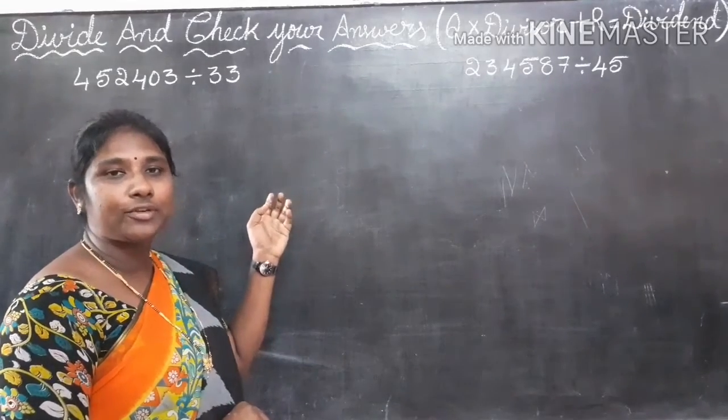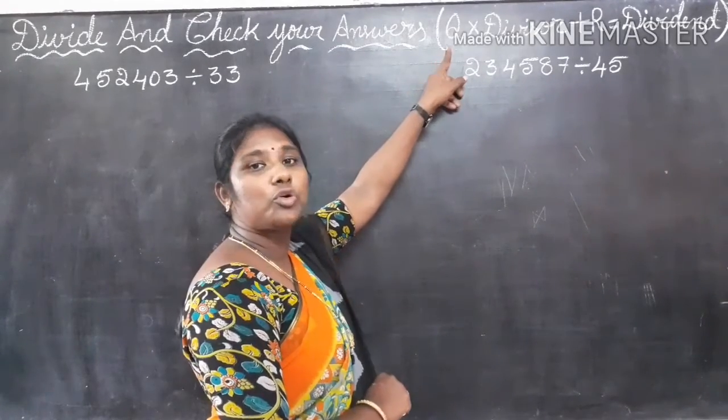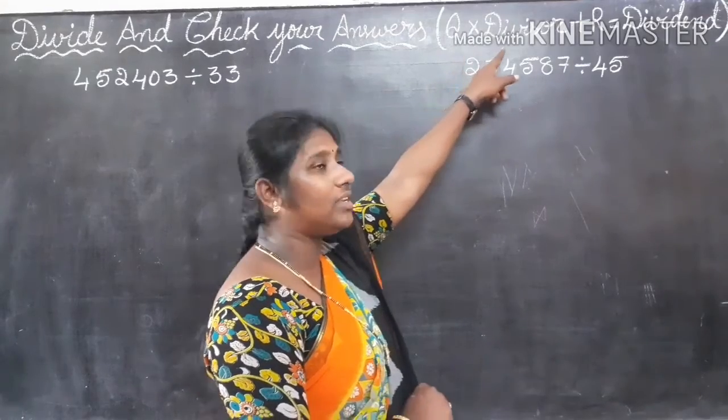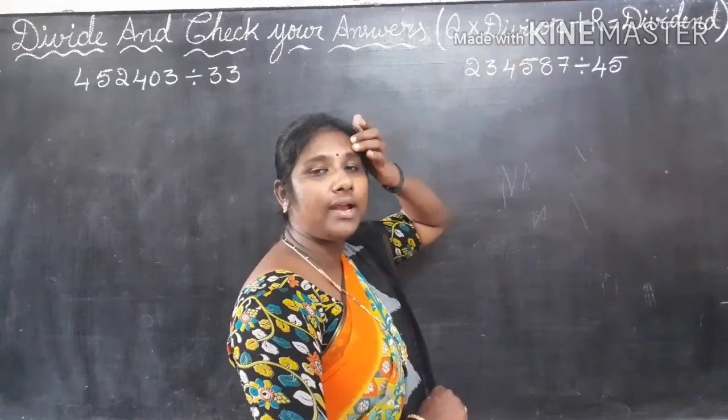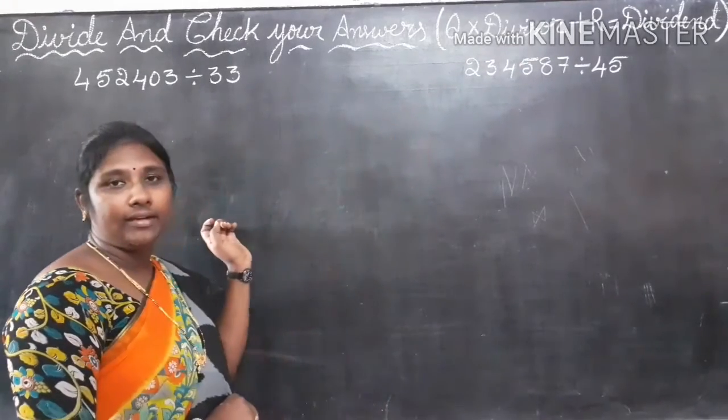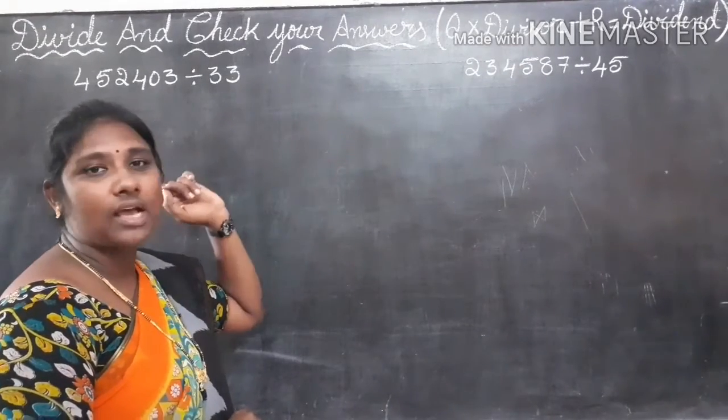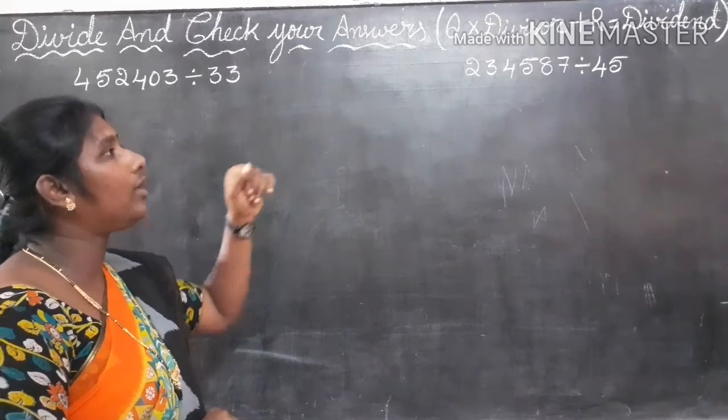What is the rule here for checking? Q for quotient. Quotient into divisor plus R for remainder. Quotient into divisor plus remainder is equal to dividend.